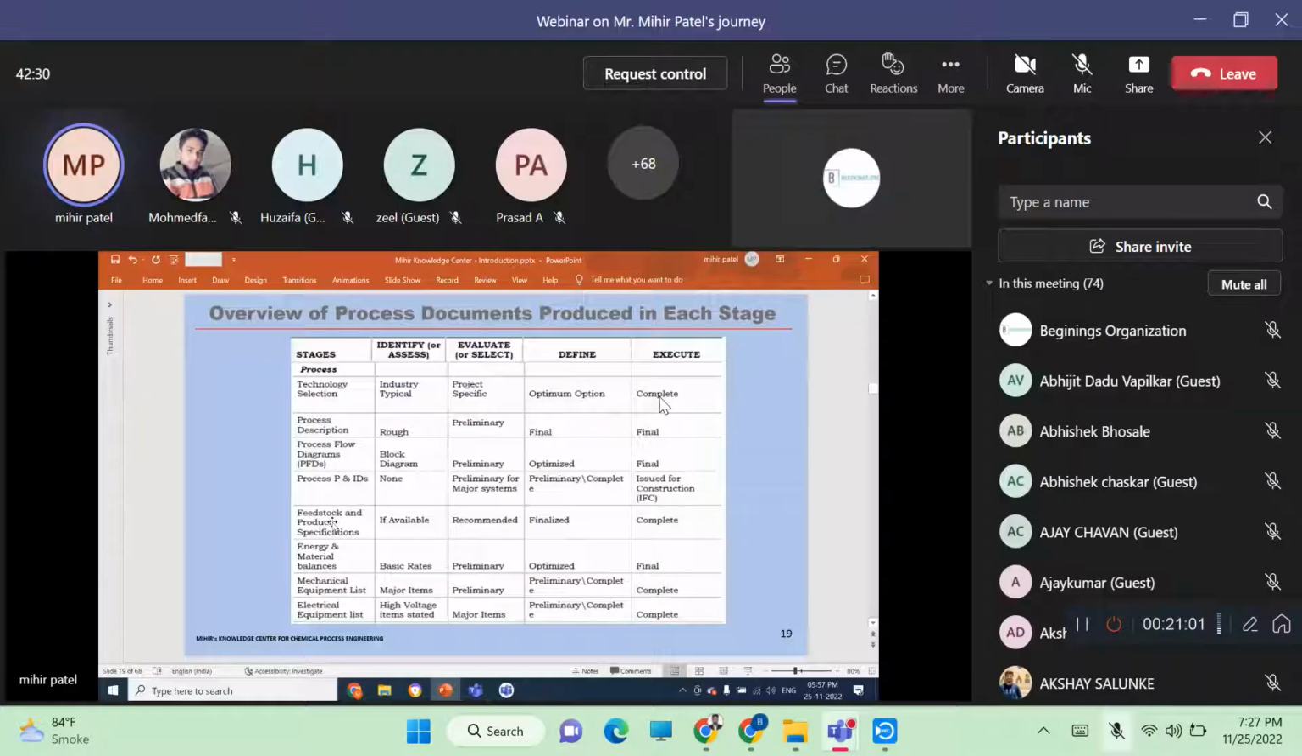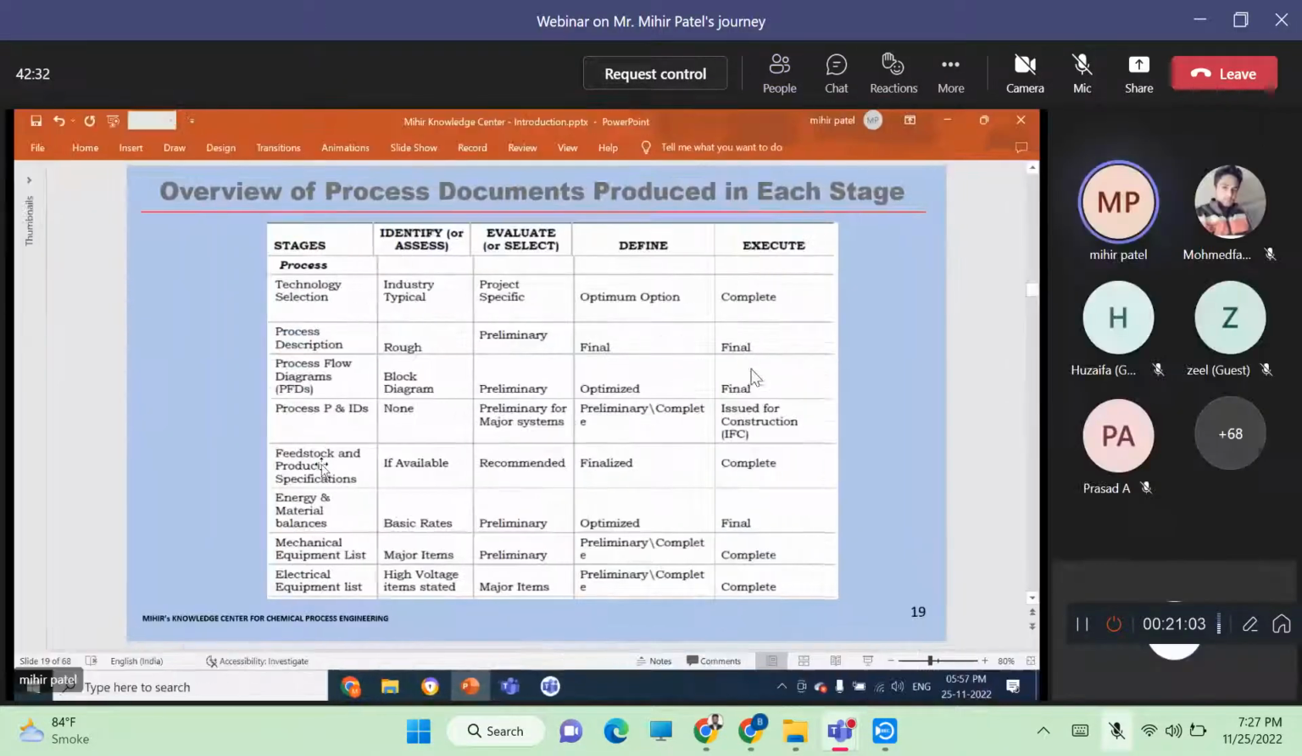PFD, P&ID, product feedstock specification, heat and material balances, equipment list, electrical load list. Electrical equipment is also called the electrical load list, which is normally started with a process engineer. And then you have the define stage. So this is the FEED stage basically.